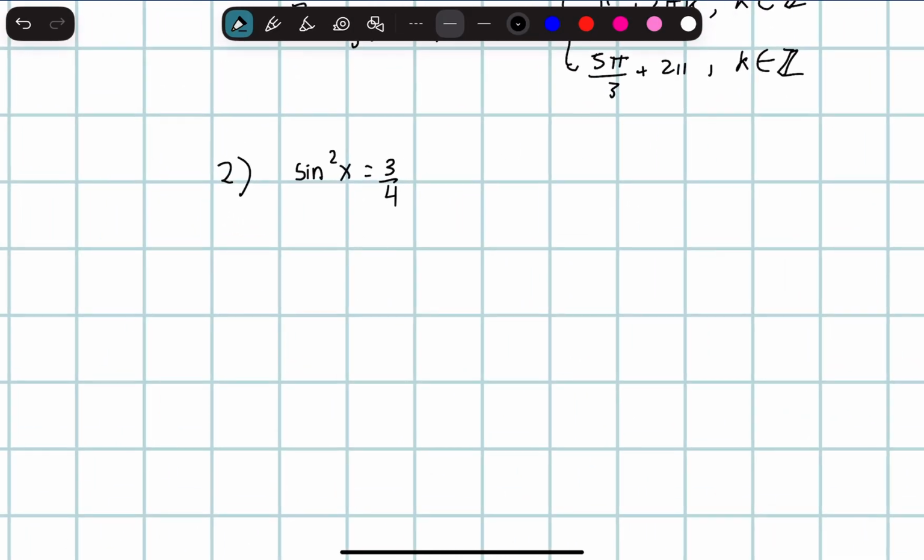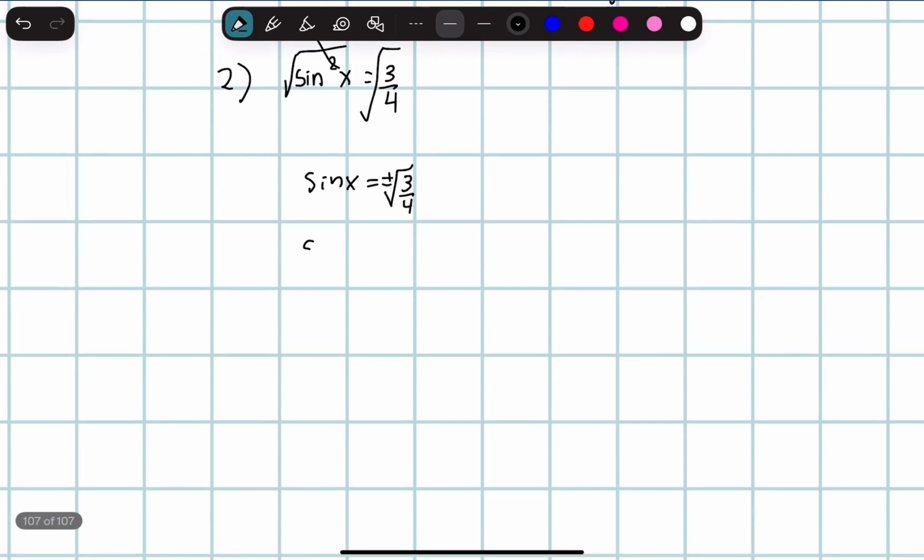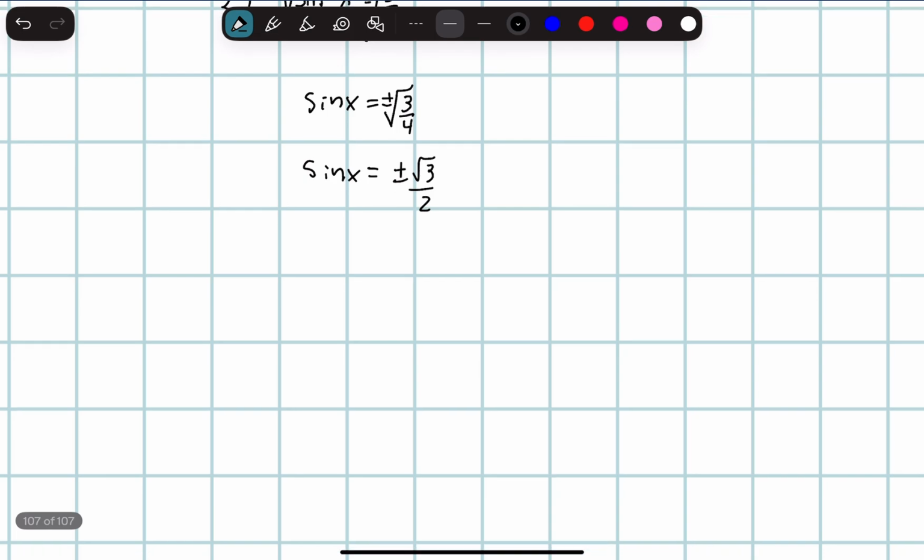So now you're going to take the root. You're trying to get just sine of x, and then you're eventually going to get x. So that cancels out. Now you just get sine of x is equal to the root of 3 over 4, plus or minus. Now you can rewrite this as plus or minus root 3 over 2. And now let's talk about each of those individual cases.